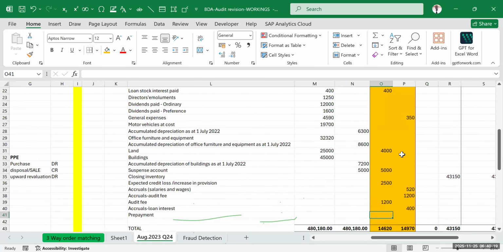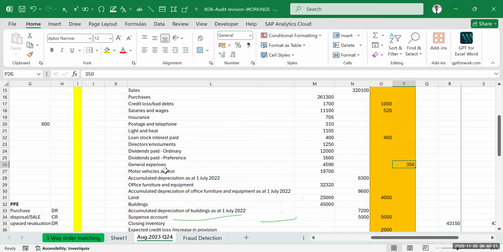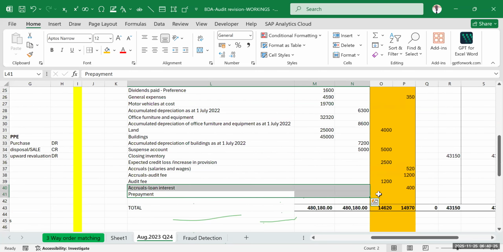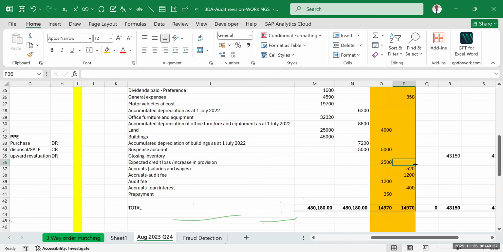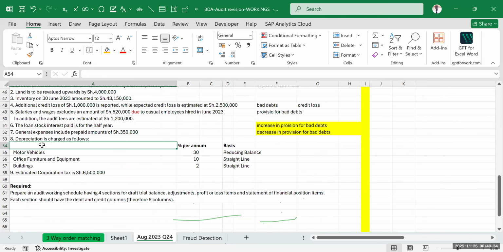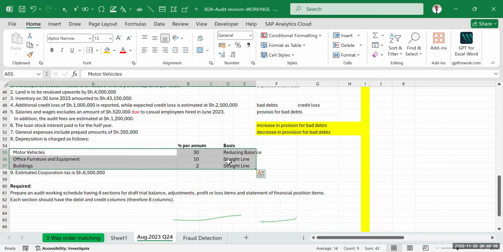And being a prepayment, we credited to reduce general expenses. And now we are recognizing the 350 on its own as a prepayment, 350. And we know where the prepayment goes in the balance sheet. All right, that is note 7. Note 8 is talking about depreciation, which is being charged at these rates.